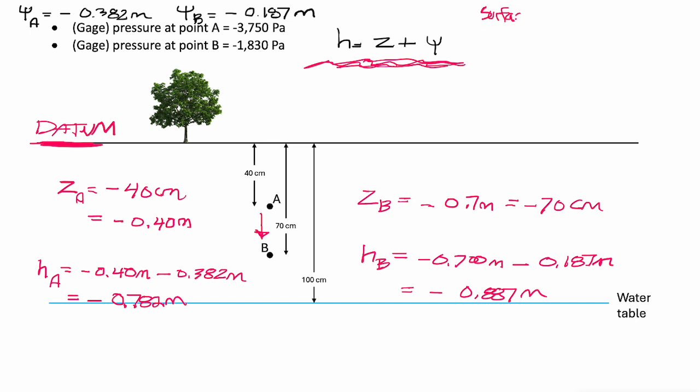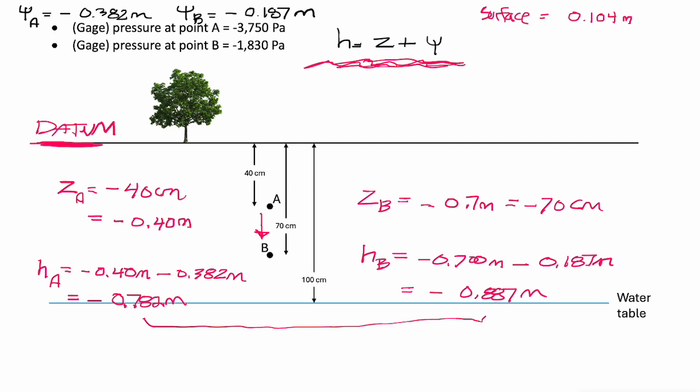Notice that what I found is that the head at A is larger than the head at B, and by how much is the head at A larger than the head at B? So what is the difference between these two numbers? If I subtract them, it turns out that this difference is equal to 0.104 meters. I'm just going to keep this in my pocket for a second here, okay? So using the surface's datum, I found that water flows down and that the difference in head was 0.104 meters.